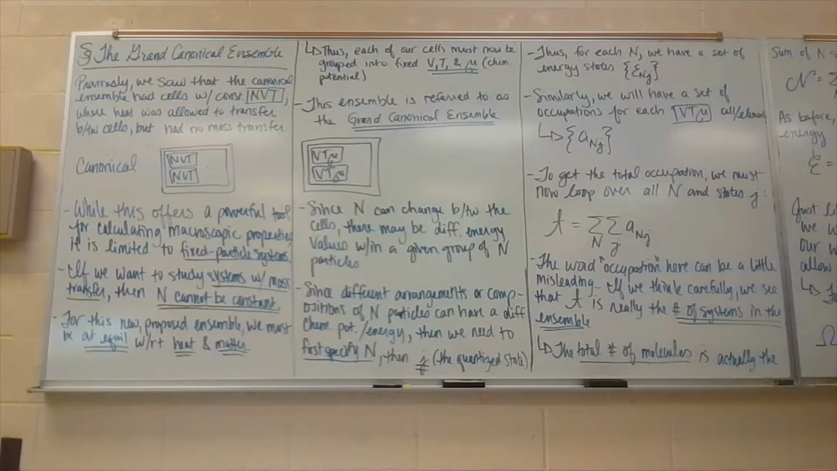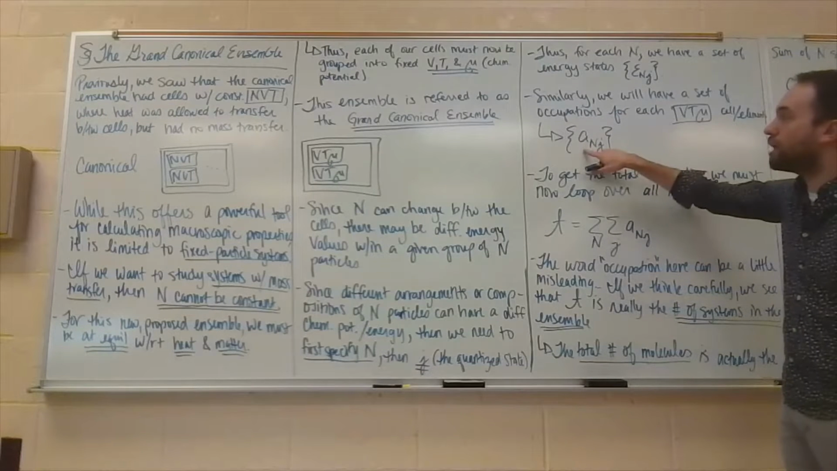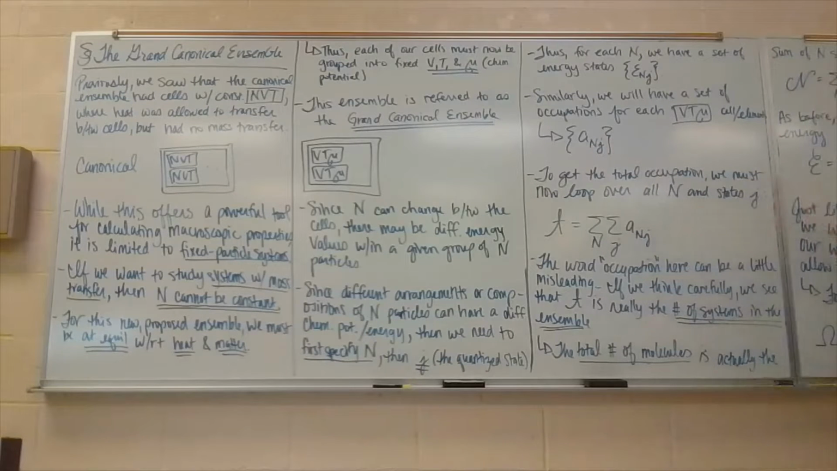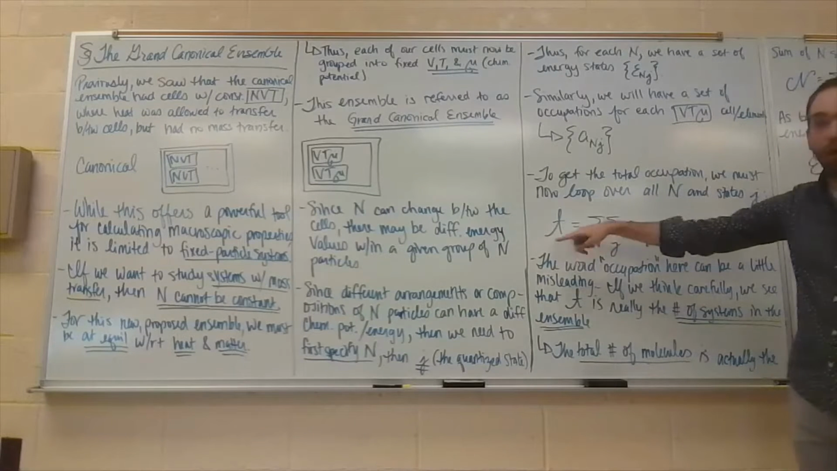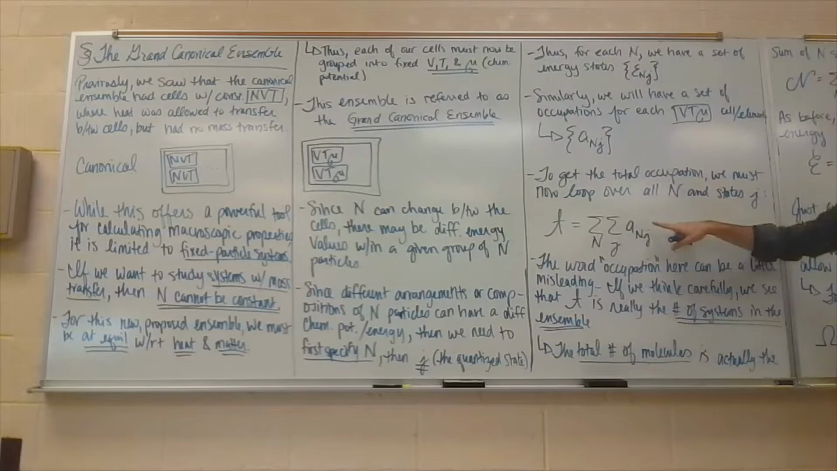Similarly, we will have a set of occupations for each of our V, T, mu cells or elements within our ensemble. In other words, we're going to have a set of occupations that depend on N and J, or the occupation of a particular combination of N and J. So to get the total occupations, we must now loop over all of the number of particles as well as the states within each of our groups of particles. Therefore, our A, our overall occupation number, now depends on both N and J, and we must loop over both N and J for our occupations.